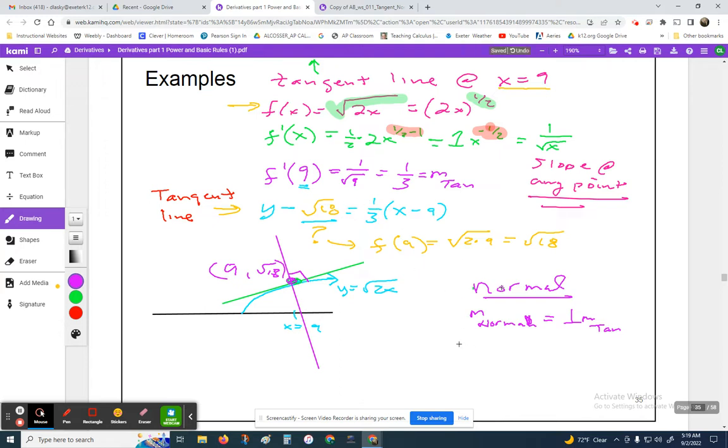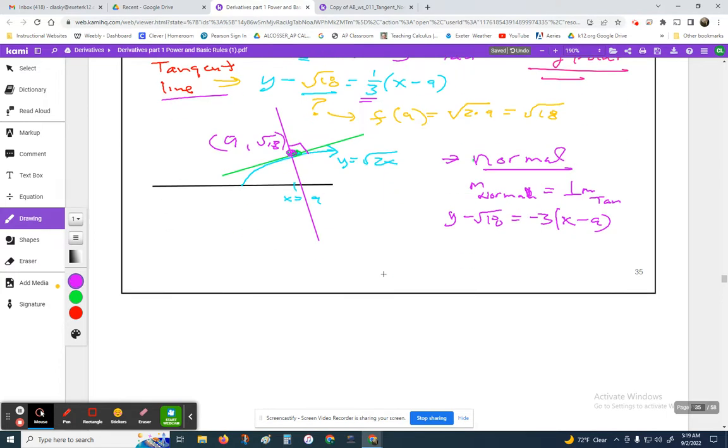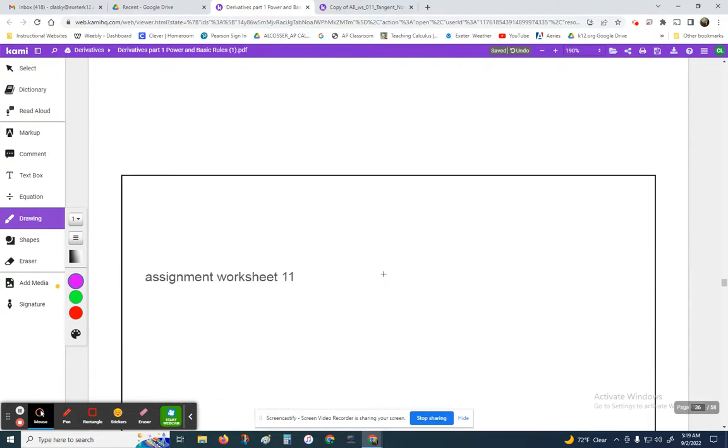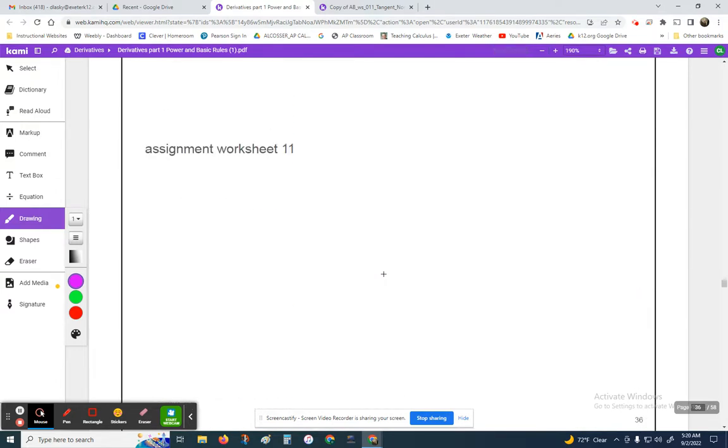So this normal equation is y minus the square root of 18 equals -3, because I flipped the tangent slope over and made it its negative reciprocal, times x minus 9. So there's my equation of the normal. There's my equation of the tangent line. Okay, guys? There's some other little tweaks to this thing that you can end up with.